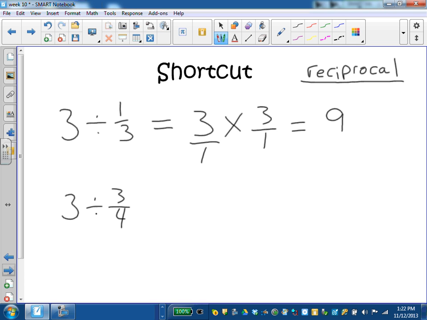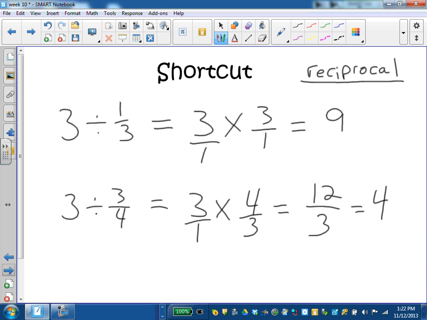So I would go ahead and say 3 times the reciprocal of 3/4. Flip it upside down, it's 4/3. So I'm going to go ahead and put 3/1. Now I just do this like a regular fraction multiplication problem. 3 times 4 is 12, and 1 times 3 is 3. That's an improper fraction, and I can't leave it like that. So I have to say 12 divided by 3 equals 4. So in both cases, my shortcut worked out for me.